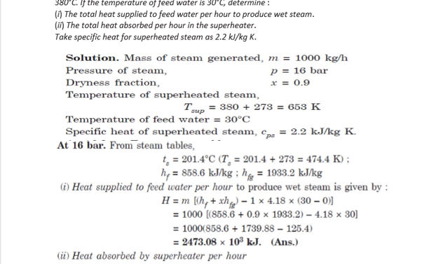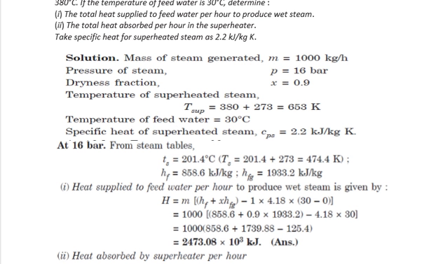You have to determine the total heat supplied to feed water per hour to produce wet steam. That means how much heat is supplied to feed water to produce wet steam. That is the first one. Second, how much heat is absorbed in the superheater. This is the output to be found from the given input.